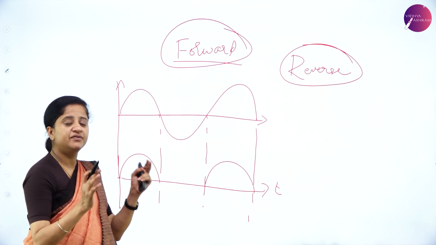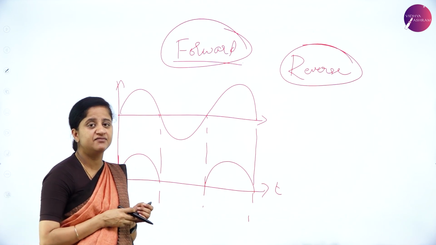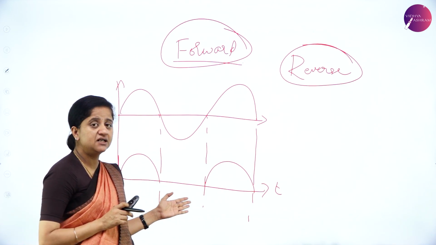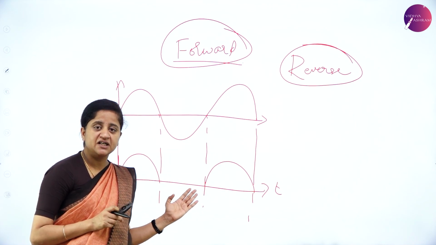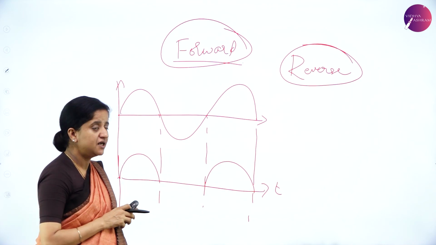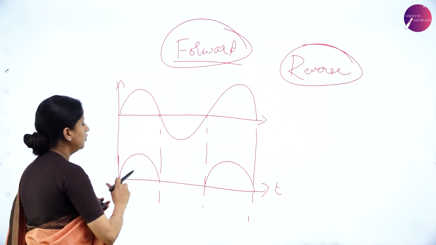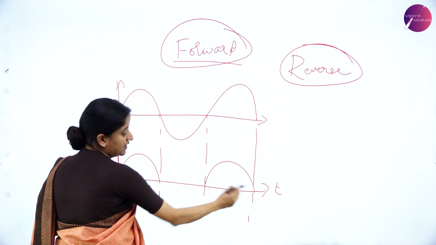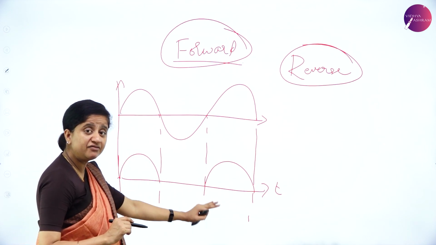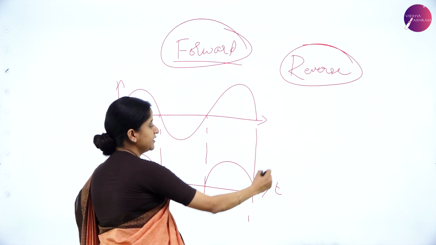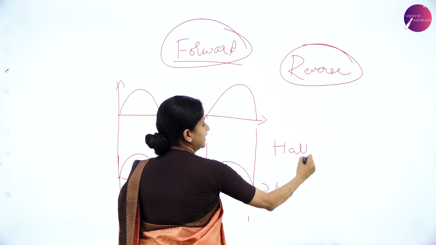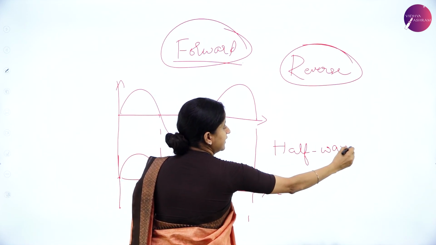So since the diode polarity reverses during negative half cycles, the diode will be in reverse bias condition, and hence there is no conduction. When there is no conduction, we do not get any output, and hence we get output only during positive half cycles, and only half of the cycle of the AC signal will be converted into DC. That is the working of the half wave rectifier.